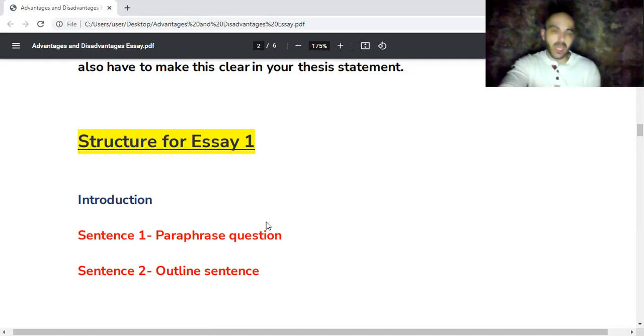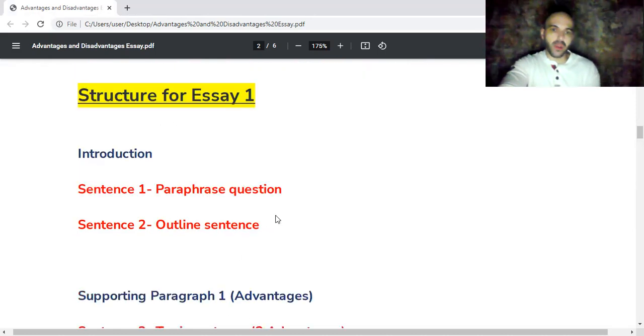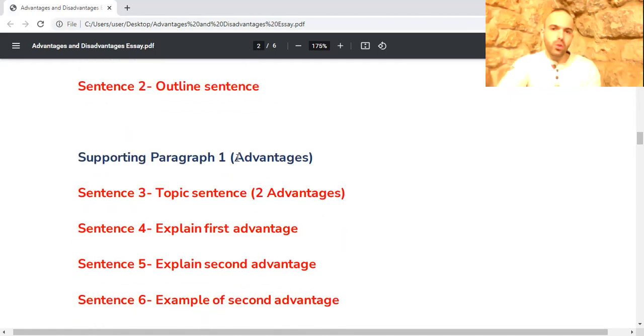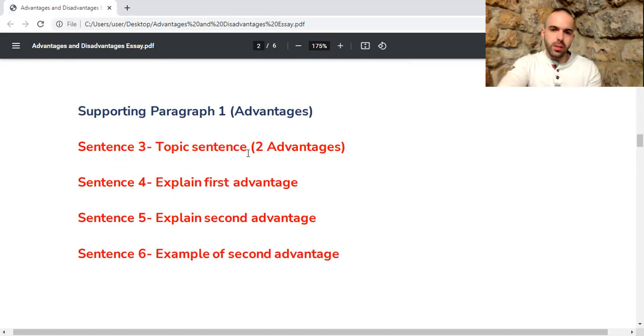So it's quite easy. Let me repeat it to you before we move on. So in the introduction, you paraphrase the question, and then you write the 2 main ideas, the main advantage and the main disadvantage, or the main advantages and disadvantages. If you choose to write 1 or 2, it's your choice. In supporting paragraph 1, you have to talk about advantages, and then you need to start with the topic sentence and explanation, and then an example.